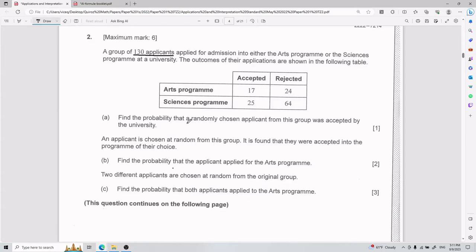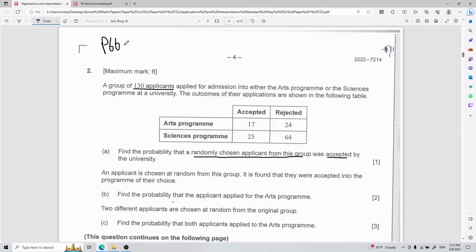So for part A, we need to find the probability that a randomly chosen applicant from this group was accepted by the university. The cool part about this problem is that it is super visual. When you have a table like this and you're dealing with probability, the visual aspect is going to help a lot, you visual learners out there. Now, the thing about probability in general is that when you're searching for the probability of something, you always have the part and then you have the whole. Really think about what is the part of the whole you're trying to go for. And so the whole, my total, is 130 applicants. So we're going to start there.